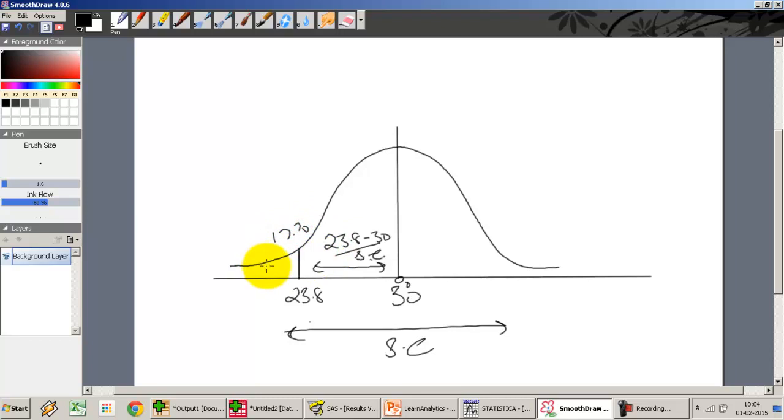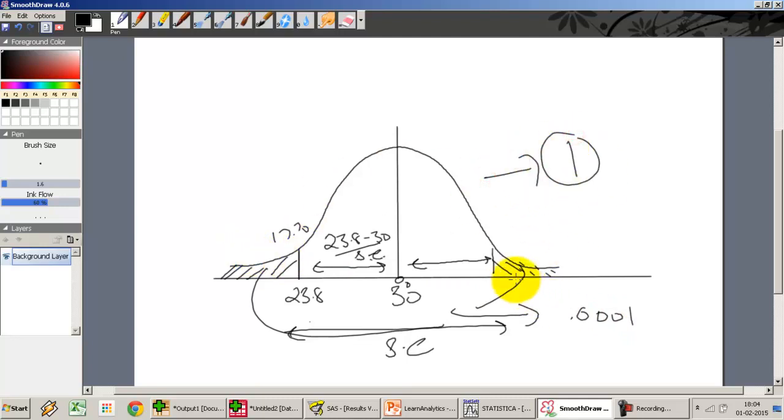This p-value tells us what is the area of the curve which lies beyond 17 standard errors on this side. And the same number of standard errors over this side, over here. So the total area of these two regions is coming out to be 0.0001. I know the total area under the curve is 1. And the area which is lying outside the sample means on both sides is 0.0001.